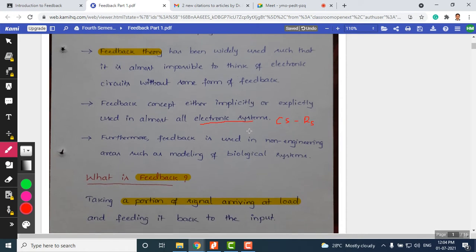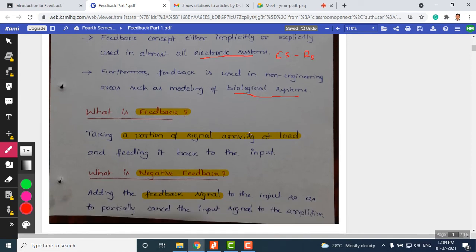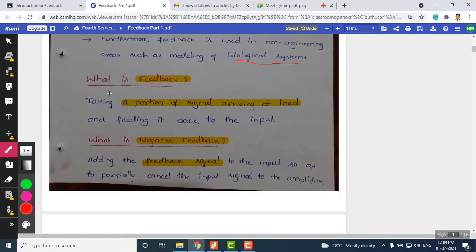Feedback mechanisms are not only used in engineering but also in non-engineering areas, such as biological systems. If you observe any biological system, you will come across feedback mechanisms even in these non-engineering areas. Now, let us come to the definition.